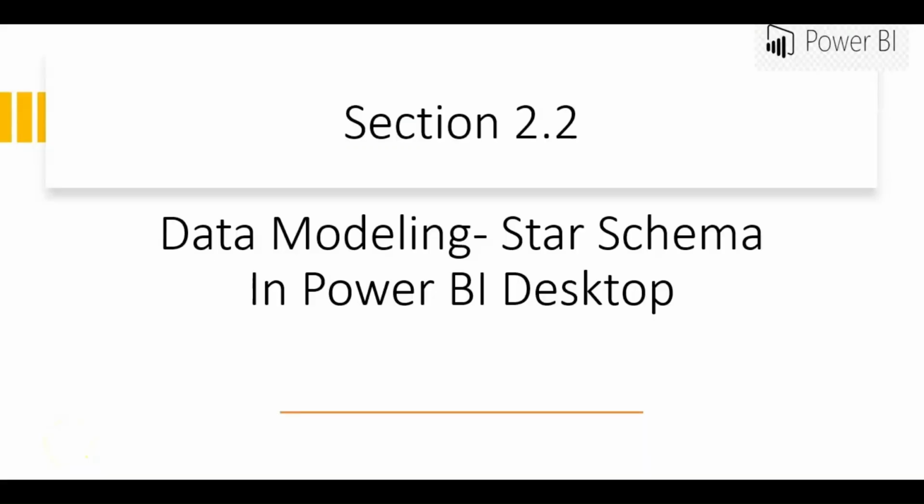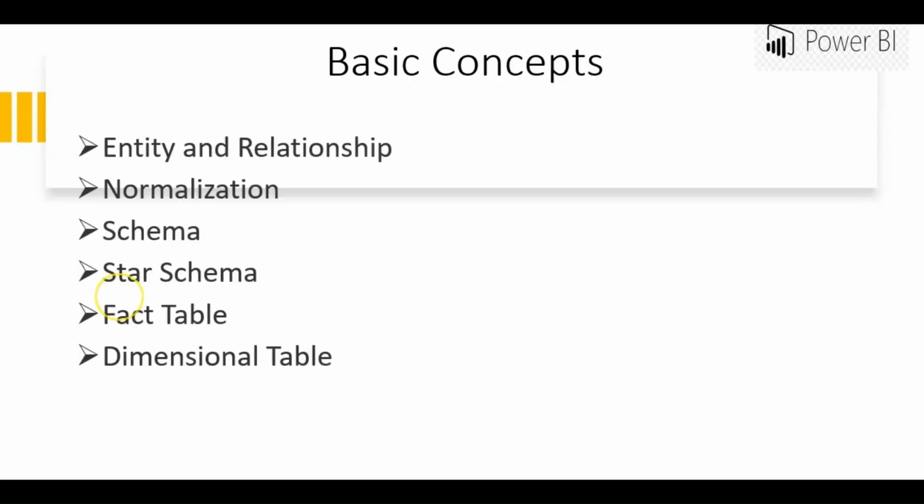Video on data modeling: star schema in Power BI Desktop. To do star schema data modeling, we must be aware of some basic concepts: entity and relationship, normalization, schema, star schema, fact table, and dimension table. Let's discuss these concepts in short.